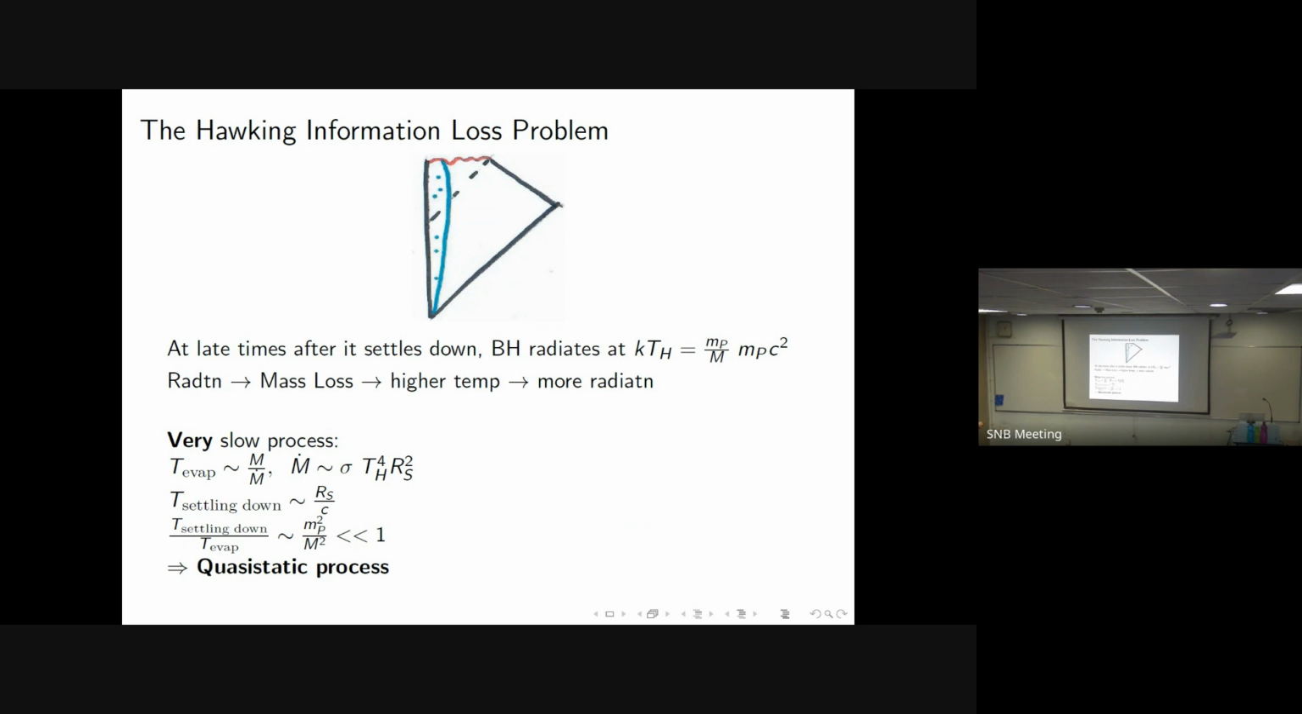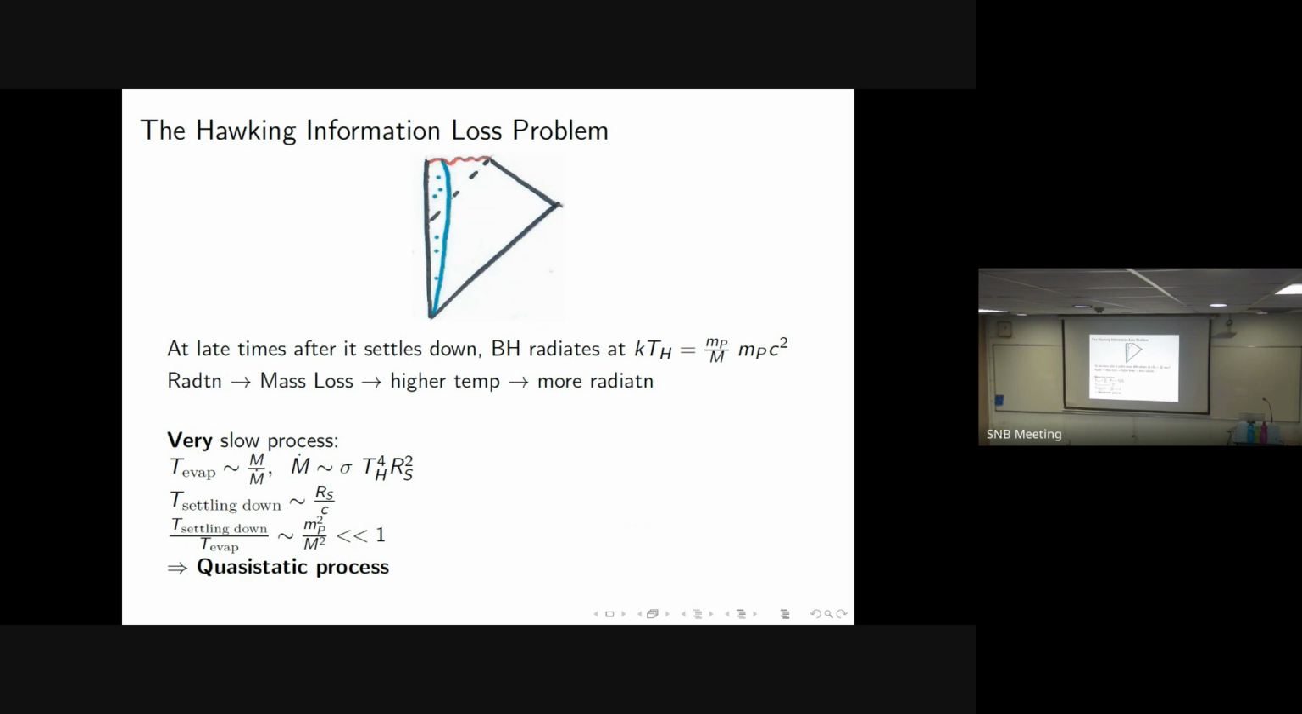But it goes as 1 over mass, and therefore what happens is that as the black hole radiates, you expect through energy conservation that it loses mass, and when it loses mass, its temperature increases. Its temperature increases, then of course it has more radiation. So basically, it has negative specific heat. However, this process is extremely slow, and you can estimate it as follows.